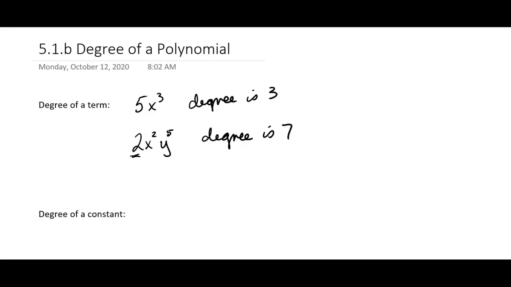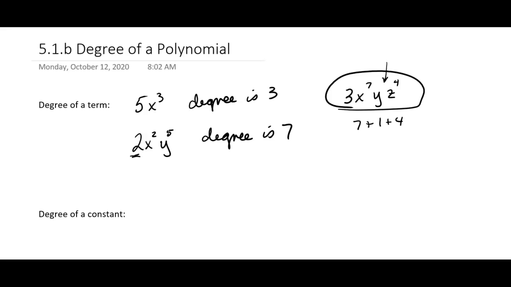So if I had something like 3x to the 7th, y, z to the 4th, the degree of this monomial, it's just one term, the degree of that's going to be 7 plus 1 plus 4. You have to remember when they don't write an exponent, that has an exponent of 1. So what's that, 12? So it's got a degree of 12.